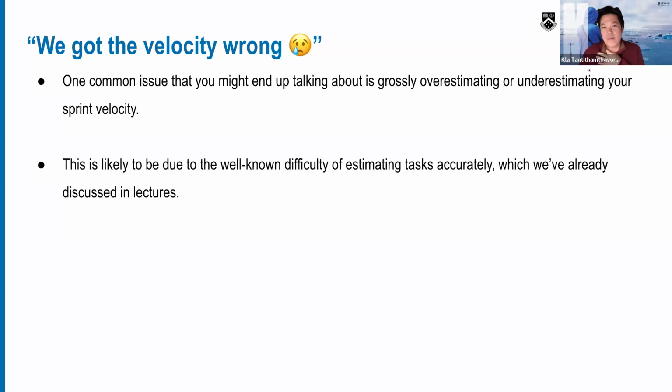One common issue that you might end up talking about is overestimating or underestimating your sprint velocity. This is likely due to the well-known difficulty of estimating tasks accurately, which we have already discussed in the lecture. Sprint, what is that? Story point estimation. First, it is so difficult to estimate. Second, nothing is accurate in the real world.